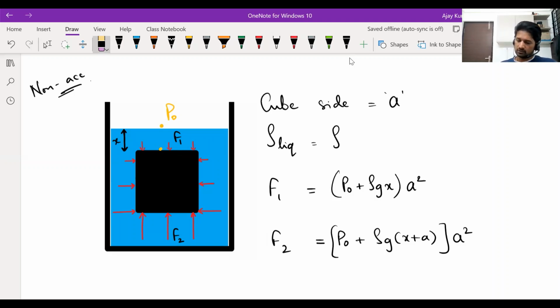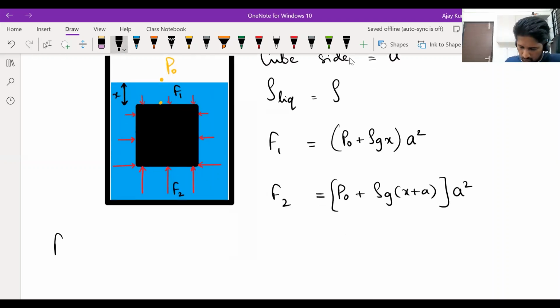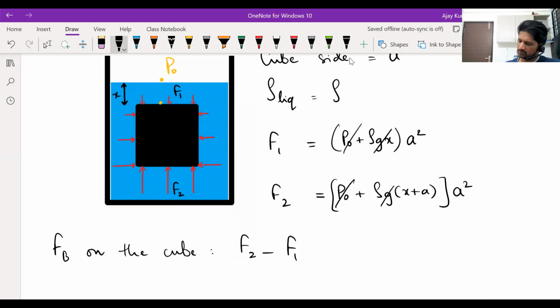Then you will have to calculate that difference also. So effectively now, the total buoyant force acting on the cube. Now we know F2 is stronger than F1. So the total buoyant force now is F2 minus F1. And if you subtract these, what will happen? P naught plus rho gx into a square will get cancelled. You will be left with rho g a into a square. A into a square is a cube.